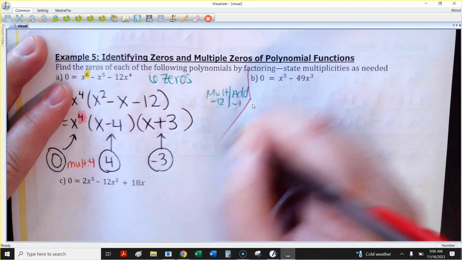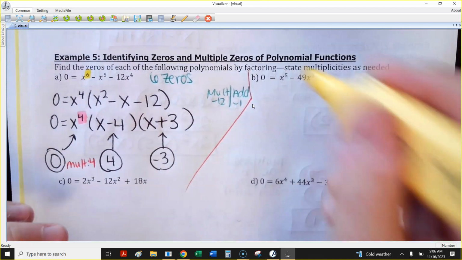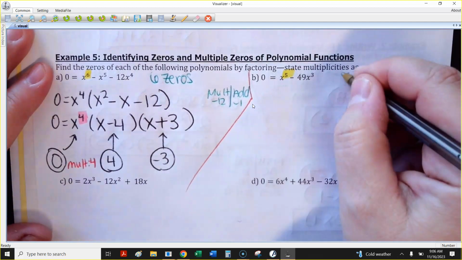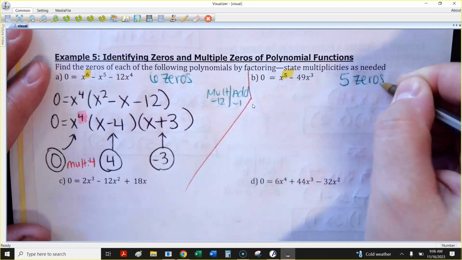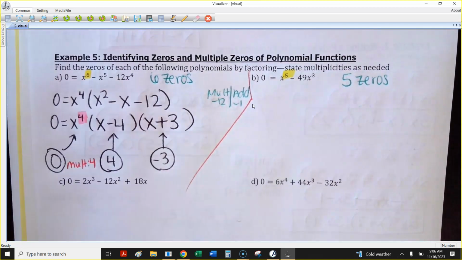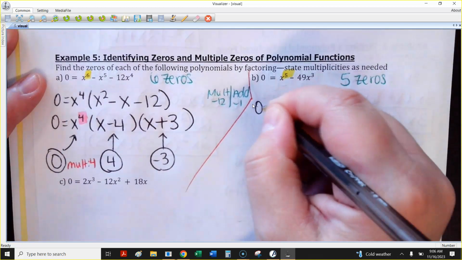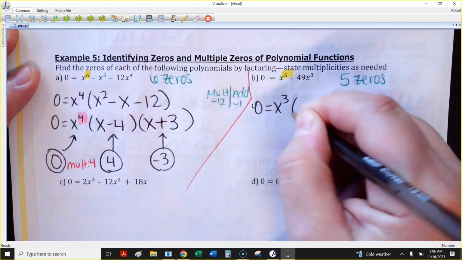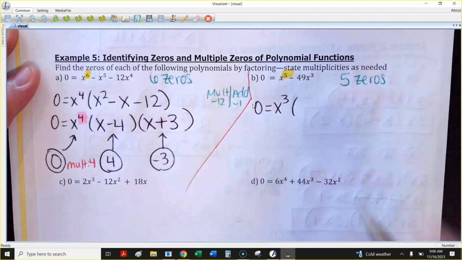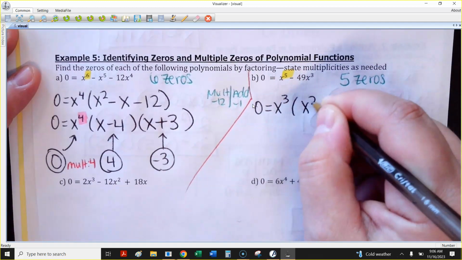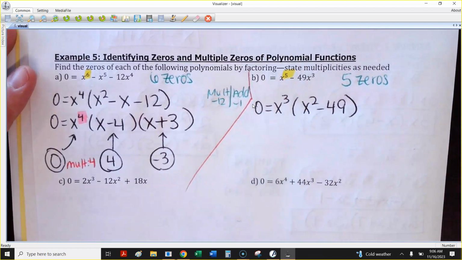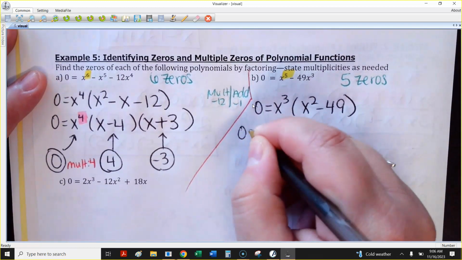All right, this one's going to be faster. So this one is x to the 5th. So I should have 5 answers, or 5 zeros, or 5 roots, whatever you want to call them. Do these two terms have anything in common? X to the 3rd. All right, now left over, you'd have x squared minus 49. I promise we'll be able to factor this. So I have 0, x cubed.